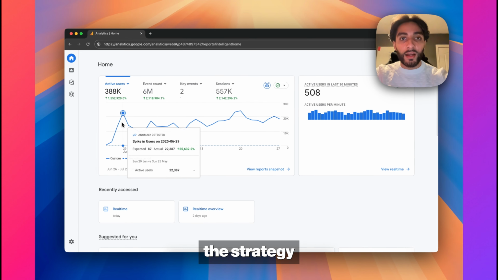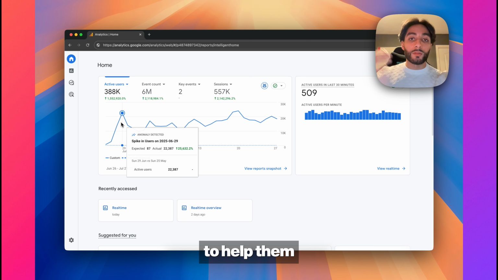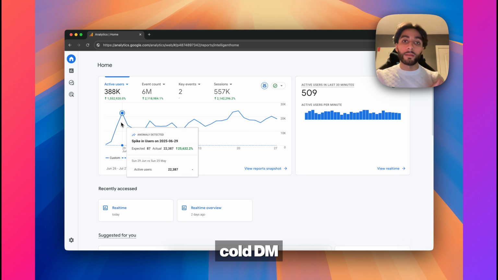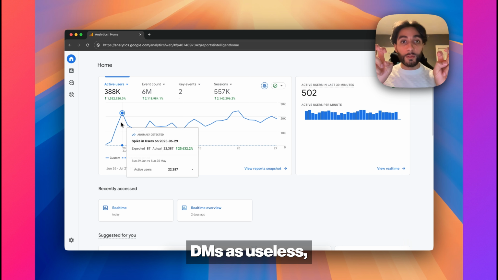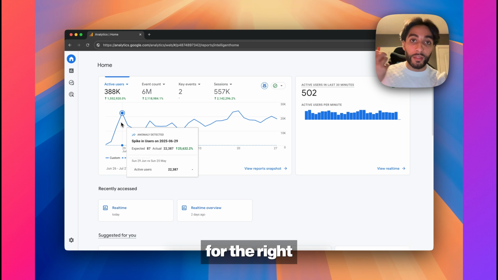Now, super simply, the strategy I was using to onboard users during this time period, I had a list of around 200 people that I was going to reach out to, and for context, this app leverages other people's traffic to help them monetize better. I simply reached out to as many people as I can, crafting the perfect cold DM. Now, a lot of you might look at cold DMs as useless, but you can clearly see it's not. You just need to have the right value proposition for the right type of people and articulate your DMs in the right way to get them onto the app super easily.